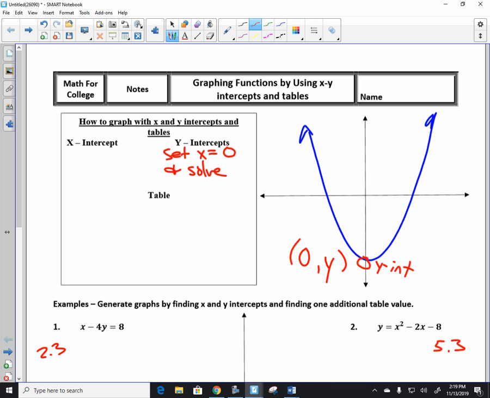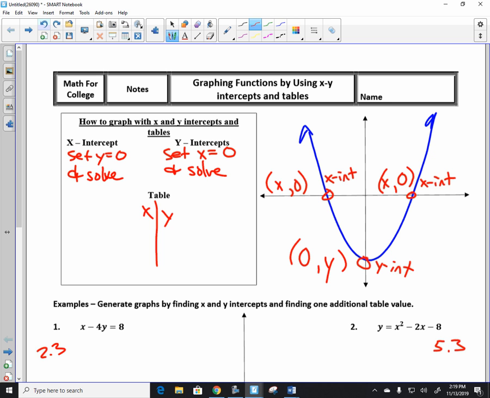Now we also have X-intercepts. Very good. In this situation, you know that the Y value is 0. And you're trying to find X. So set Y equal to 0 and solve. It's often great to just make a table and plug those values in and solve for the others.